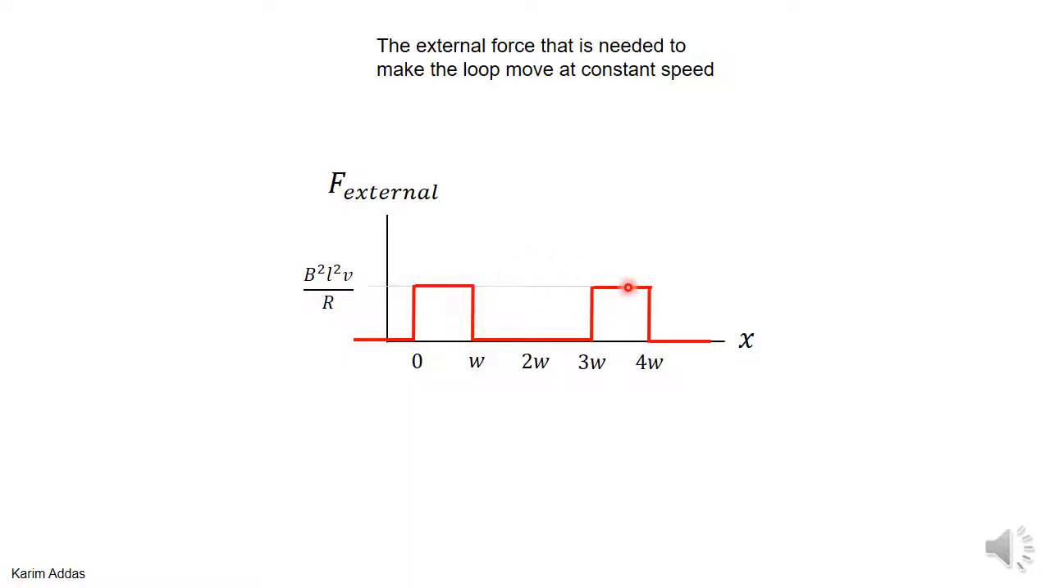If you don't apply these external forces as the loop is going in and as it's going out, then the loop will start to decelerate. It won't be moving with a constant speed. So you need to apply this external force as it's going in and as it's going out.